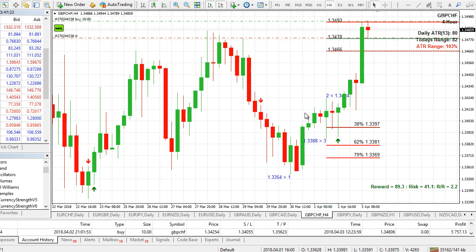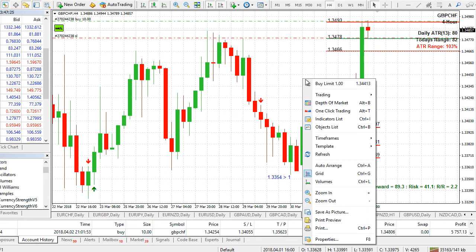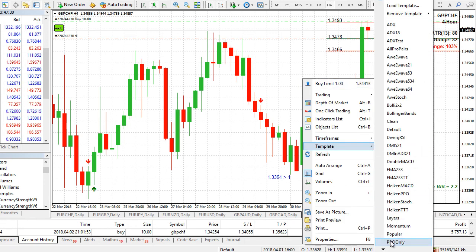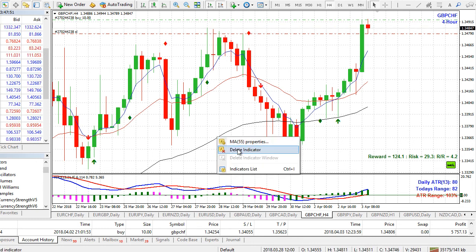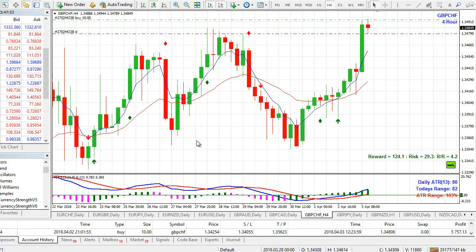Now, if I put in the 5 and 21 EMAs and the PPO, so this is the regular template, this is what this looks like. This is the 55 EMA. So the 55 EMA tells me that price is moving above, and therefore we're in an uptrend. So I'm going to remove the 55 EMA just so that it's not confusing for you.